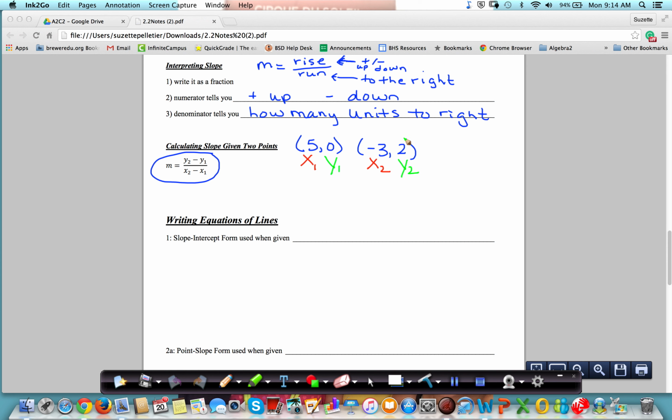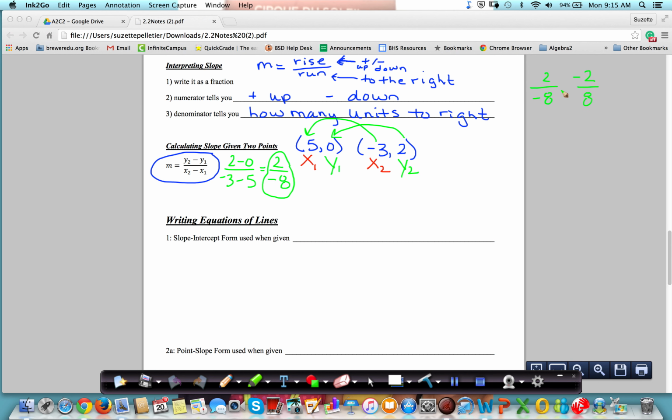y2 minus y1. They're basically saying, tell me the difference between your y coordinates. 2 minus 0 over, then x2 minus x1. So subtract your x coordinates. Negative 3 minus 5. 2 minus 0 is 2. Negative 3 minus 5 is negative 8. Now, we have to talk about this because the negative is in the denominator right now. So I want to know 2 divided by negative 8, negative 2 divided by 8.